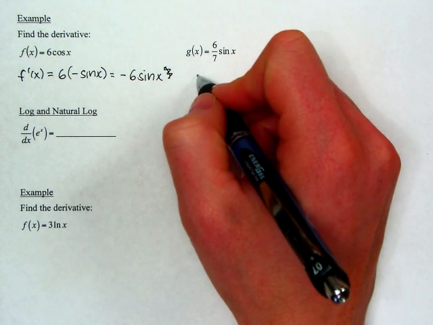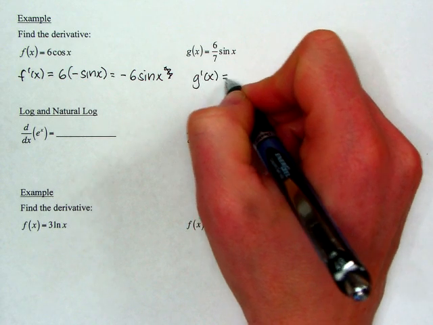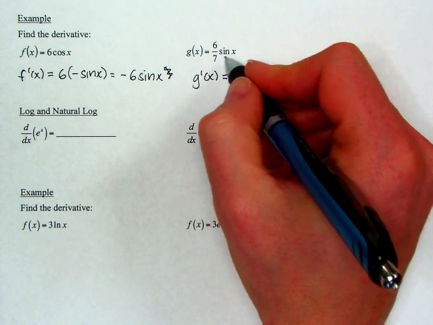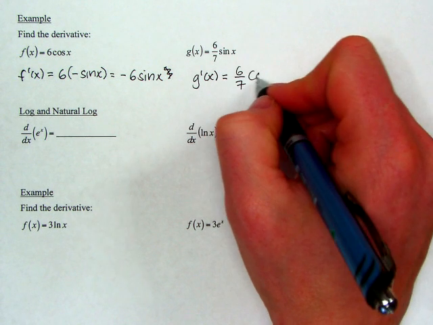Same concept here, g prime of x is my derivative. And for the derivative of sine, the 6/7 is just coming along, and the derivative of sine is cosine.